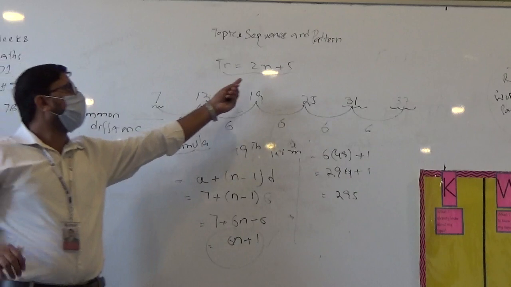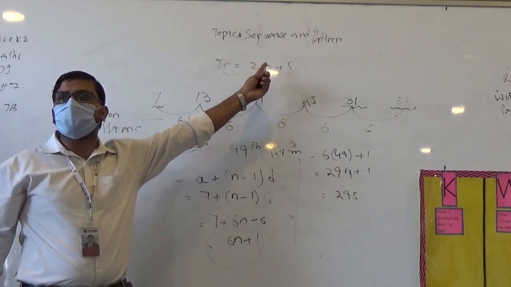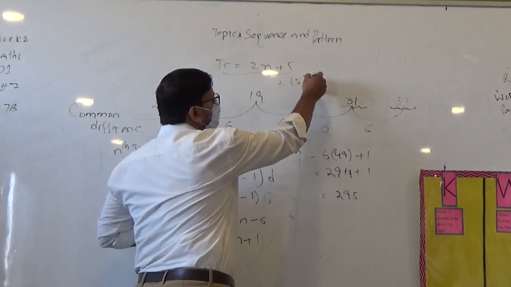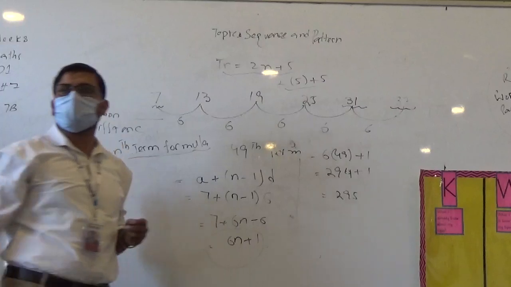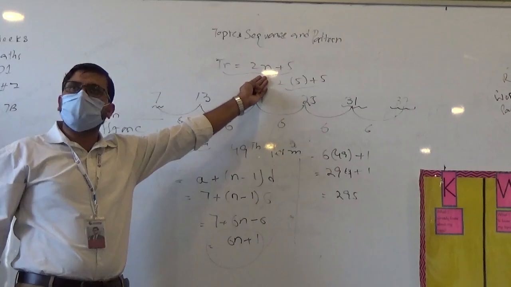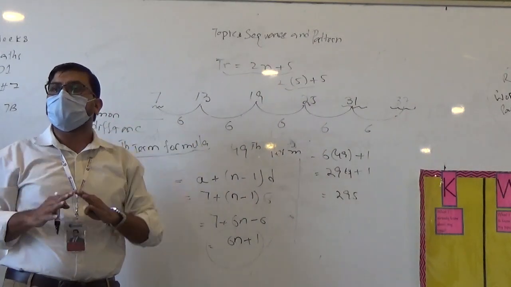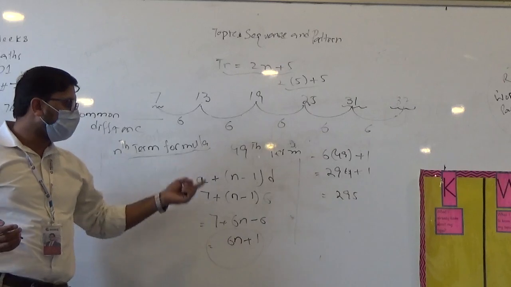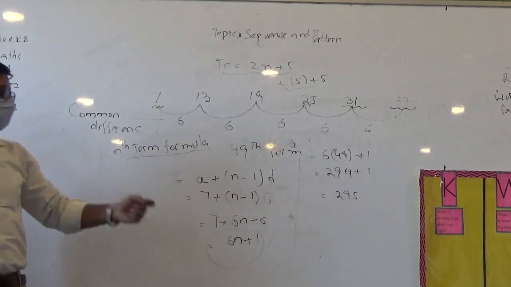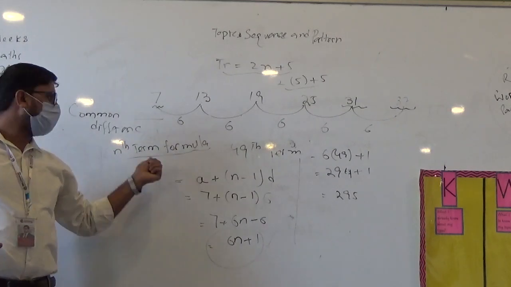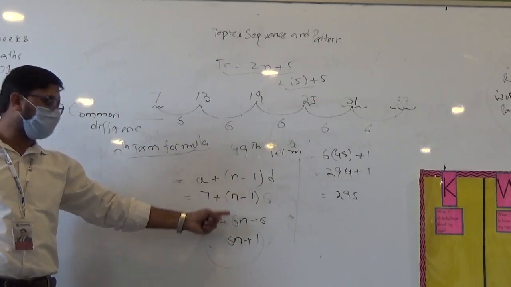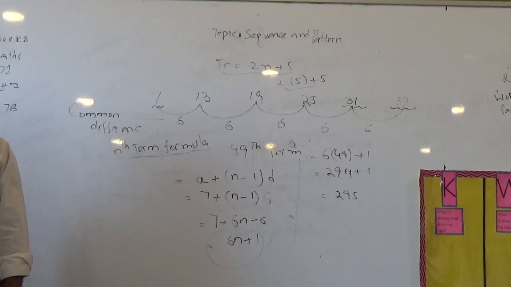Fifth term means, in place of n you need to put 5. 2 into 5 plus 5. Just solve it to find the fifth term. If somebody asks you to calculate the 90th term for this one, then in place of n you are supposed to put 90. The most important thing here is how you can draw an nth term formula. You need to follow this pattern to find the nth term formula for whatever sequence you are given.